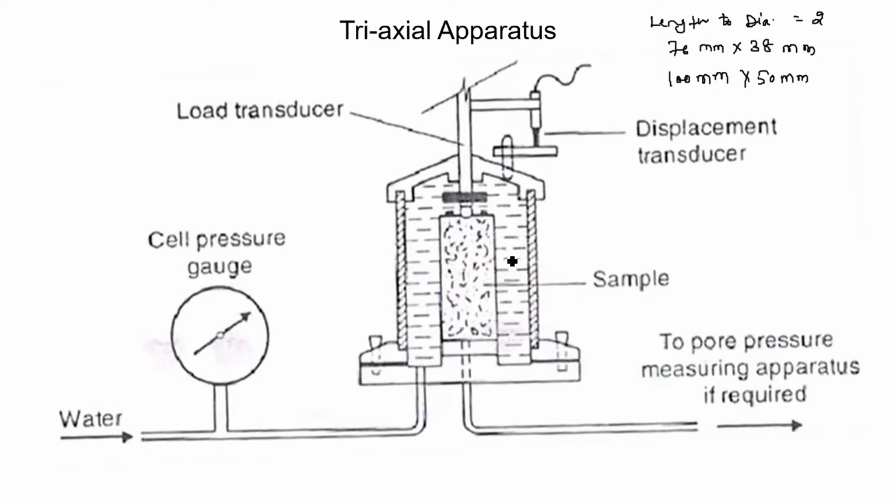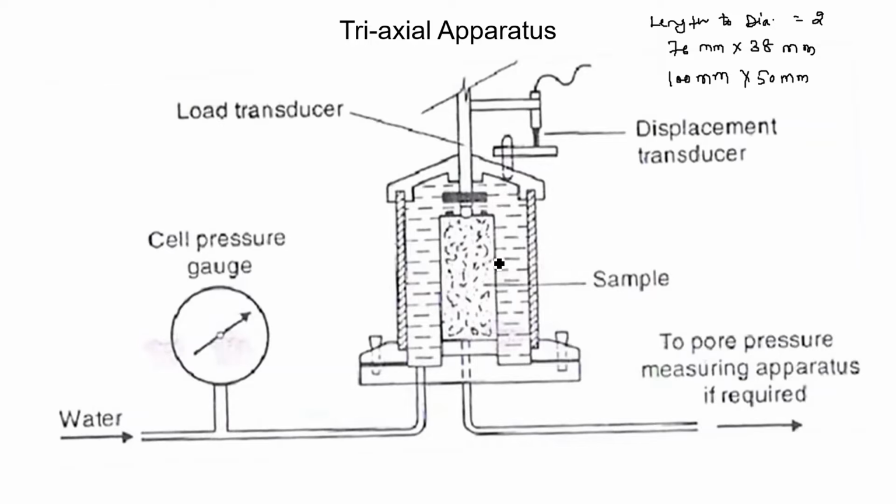So, there is a cell initially, you can see this is a cell. In this empty cell, in the very beginning, a soil sample of length to diameter ratio 2 is put in this cell. Then, on this soil sample, a confining pressure is given with the help of water. You can see water is provided in this cell, as you can see in the figure. A definite amount of cell pressure is fixed and acts as a confining pressure on the soil sample.